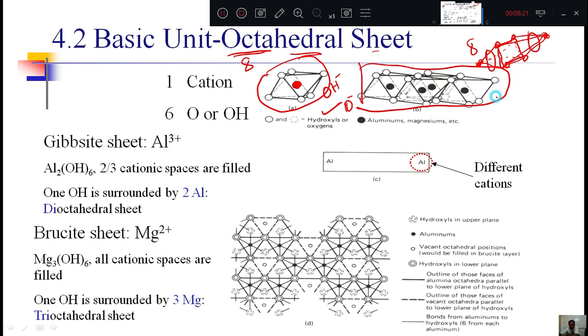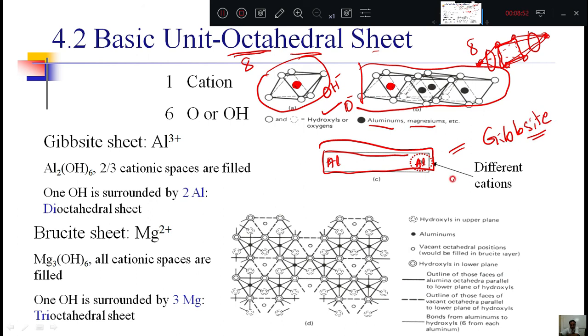It is very difficult to write it every time, therefore we will use one rectangular box, and inside this black dot is the main atom, and the main atom may be aluminum or magnesium. Okay, any one of these two can be here as the main atom. If aluminum is there, then in the rectangular sheet I have to write aluminum. Then this is called gibbsite. This sheet is called gibbsite.